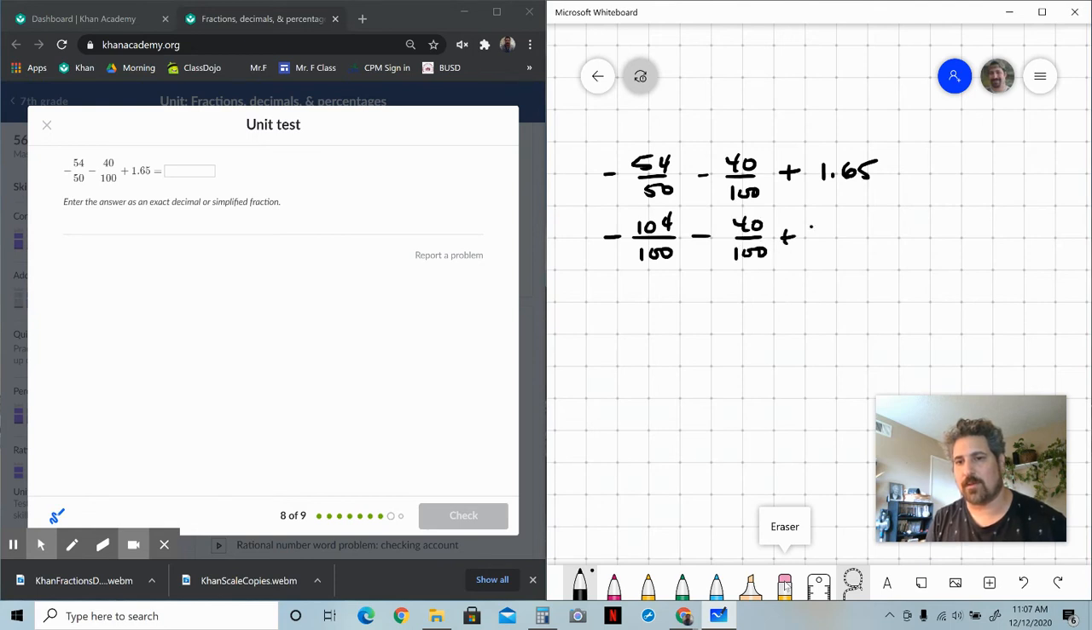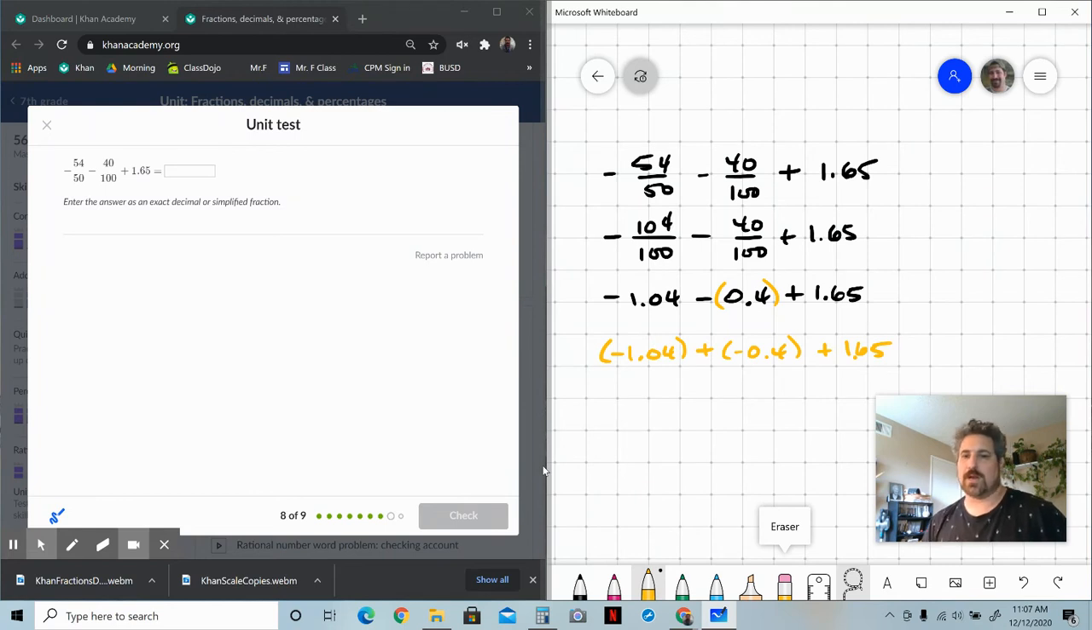And then you're adding 1.65. So if we make them all into decimals, then negative 104 hundredths is the same as negative 1.04, right? Because 100 goes into 104 one time with 4 hundredths left over. And then negative 40 over 100 is the same as negative 0.4 because 4 tenths is the same as 40 over 100, right? Divide top bottom by 10. And then you've got this positive 1.65, okay? So remember, you can change subtraction to addition. So you can think of this as negative 1.04 plus the opposite of positive 0.4, which is negative 0.4, plus the 1.65.